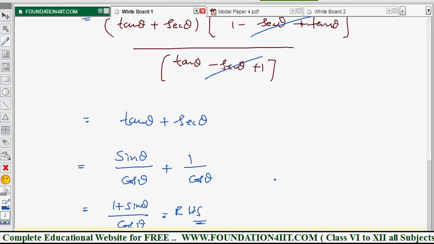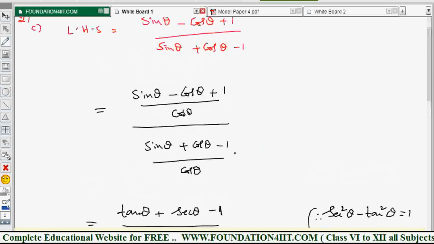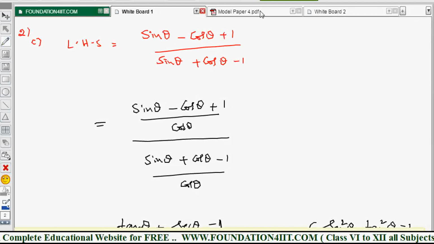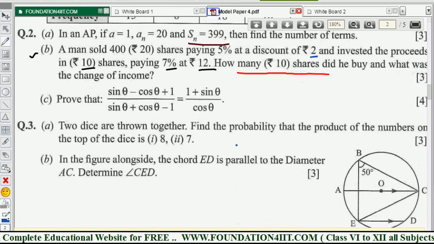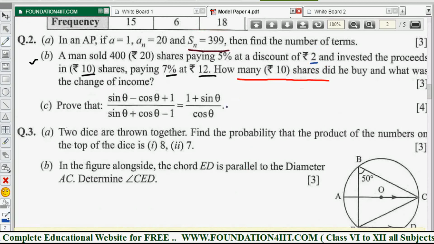The only main thing is we need to take an extra step here. Divide the numerator and denominator by cos theta, and in the place of 1, use the formula sec square minus tan square. Okay, we can prove this because the RHS is 1 plus sine by cos. You need to remember the trigonometry formulas, and you should do at least a few problems. If you do, you can do this easily. Okay, this is about question number 2. Now let's see question number 3 and we'll solve the problems.